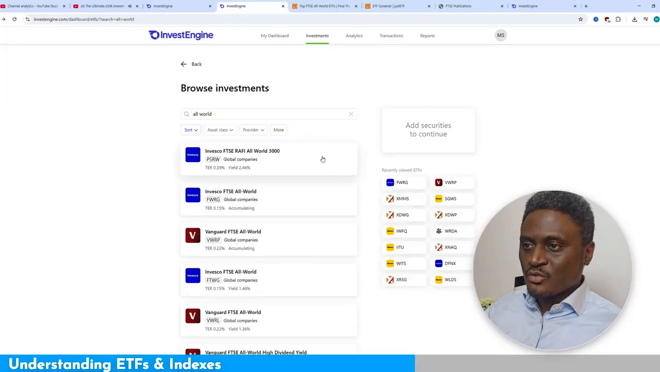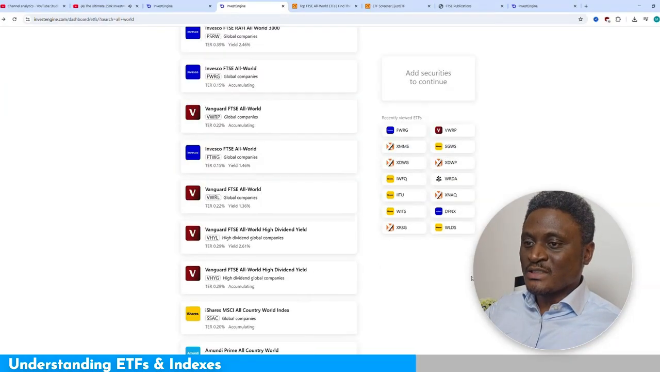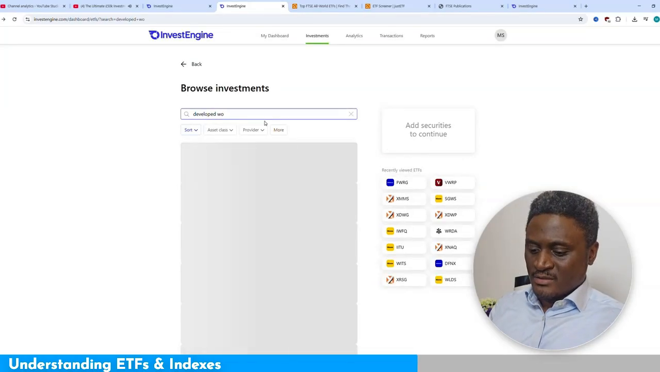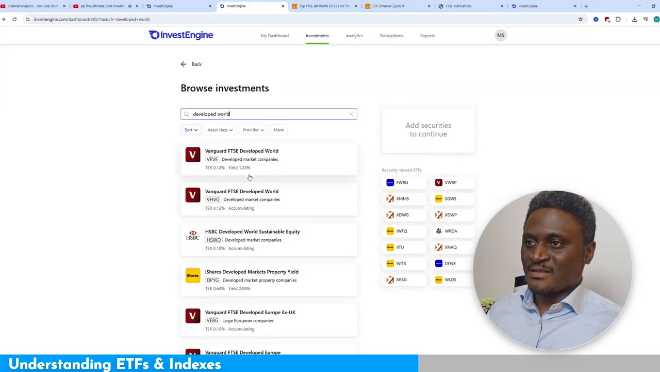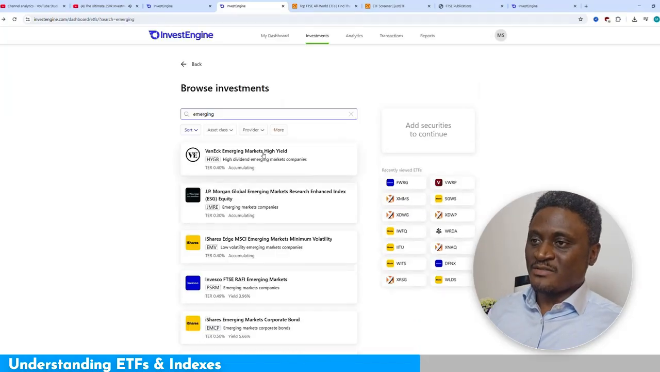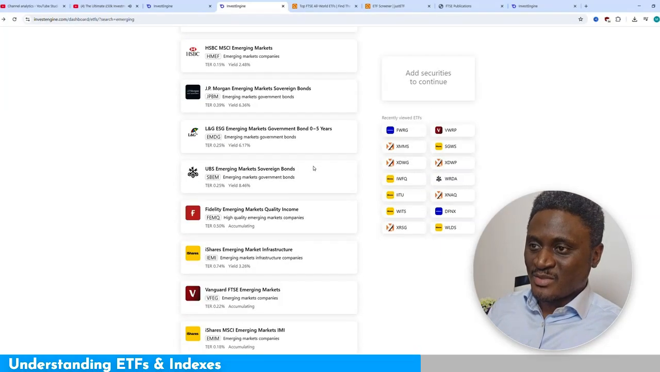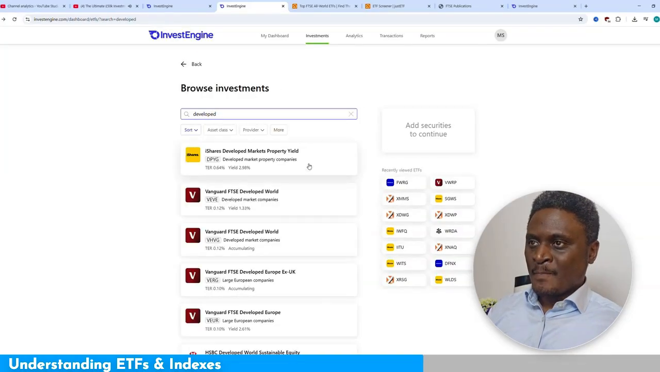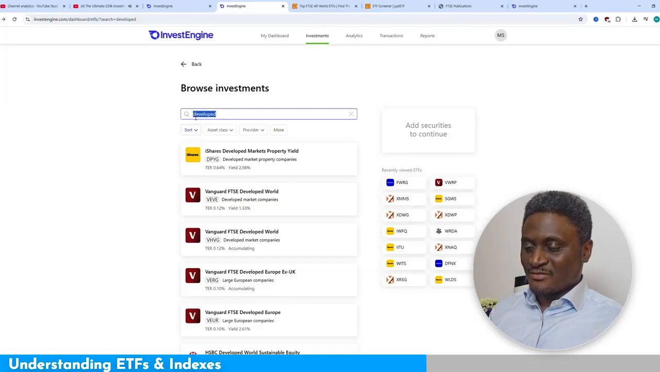The other thing to look at is that the all-world index is basically a combination of developed and emerging markets. So these are all indexes that track developed markets only. That VWRL is a combination of developed markets and emerging markets. But what you see here is developed markets cost less compared to it. So developed markets is 0.12 compared to the full world, and that's because emerging markets is expensive on its own.